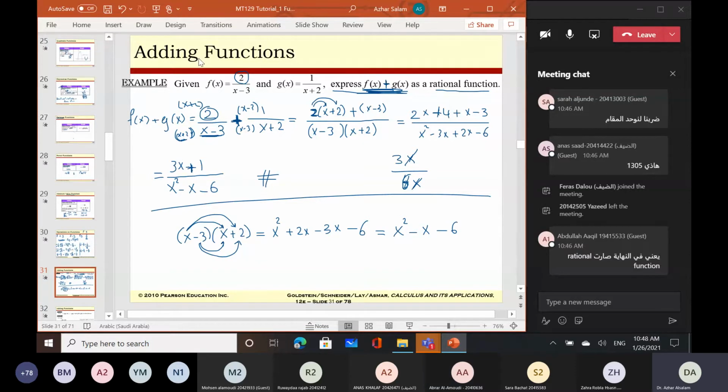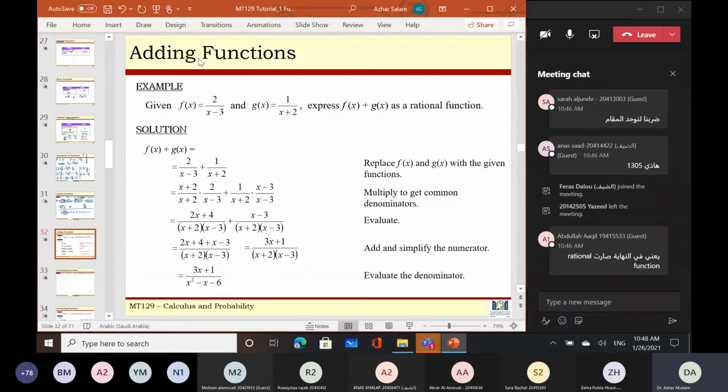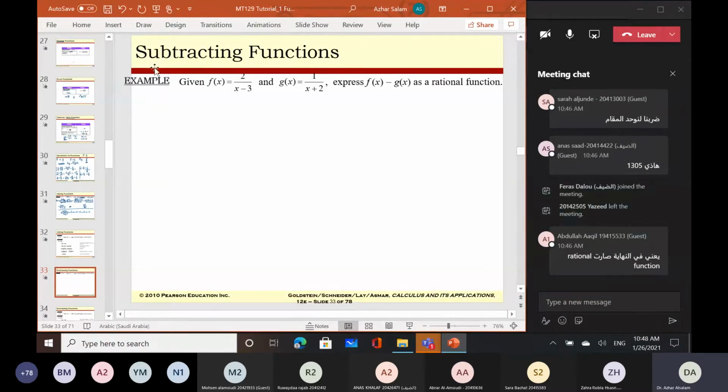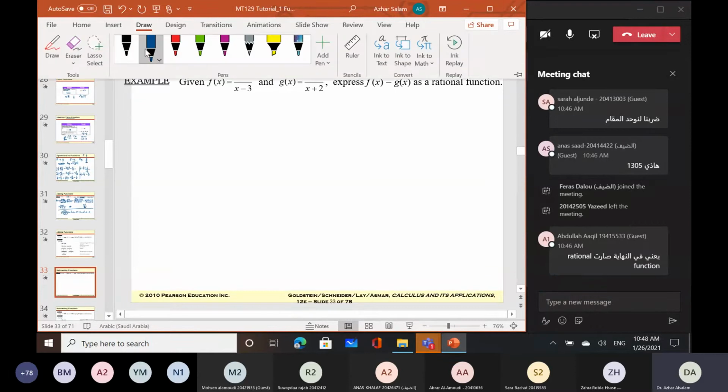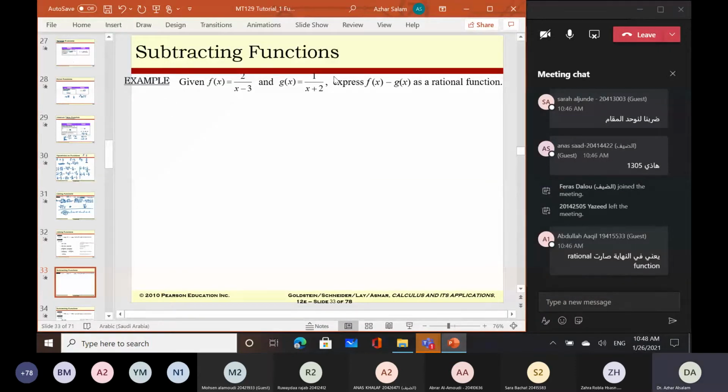The same thing, exact same thing for the subtraction. Okay, this is the subtraction. I will do the same exact thing. For subtraction I perform the same operation exactly, only the sign between the two functions is different. Okay, I will do it here fast. F of x minus g of x equals 2 over x minus 3, minus, this is the difference, minus 1 over x plus 2.